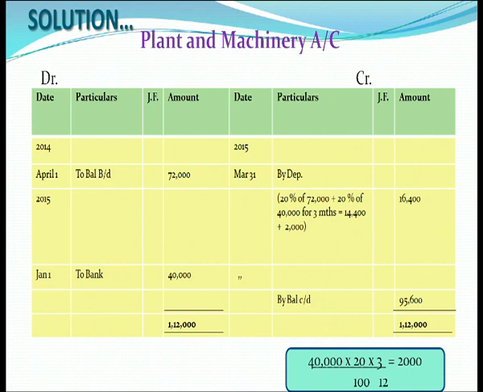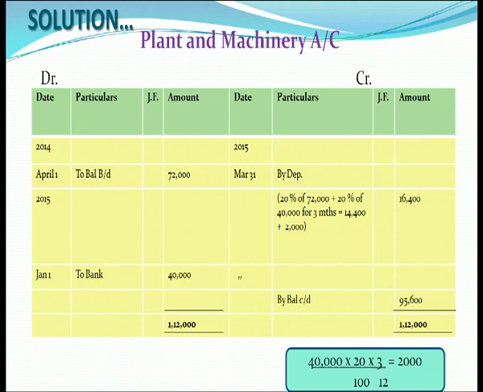So, again on the written down value of 20% on 72,000 plus 3 months we are using for second machinery. So, 40,000 for 3 months at the rate of 20%, and you calculate the amount. So, 20% of 72,000 plus 20% of 40,000 for 3 months, which turns out to be 16,400 as a total amount of depreciation to be charged for both the machinery.